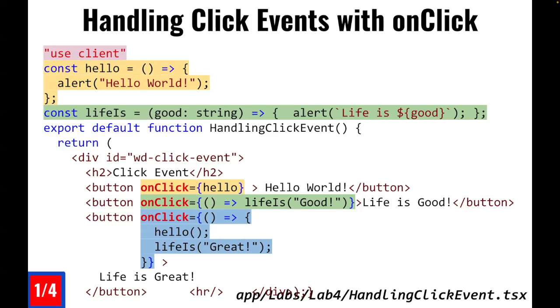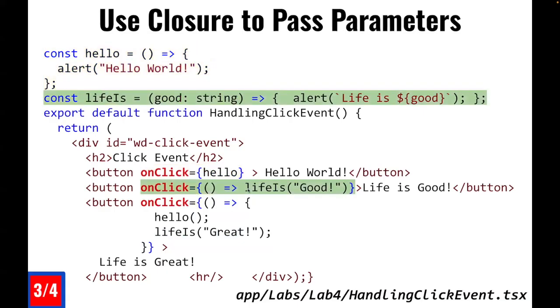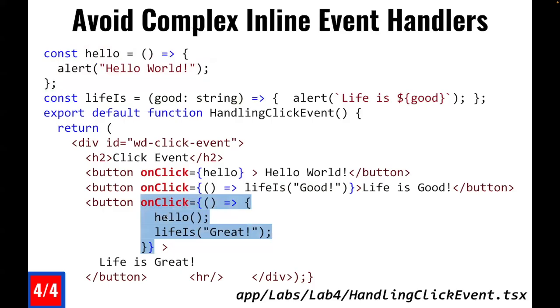And then call it from here. All right. Okay. But I mean, you can put here and embed a function. It's pretty common. So when you click on hello world, it invokes the function, and then it alerts, it pops up an alert. This one is calling the life is good, and it's passing a parameter, and this one is just calling hello first, and then life is great.